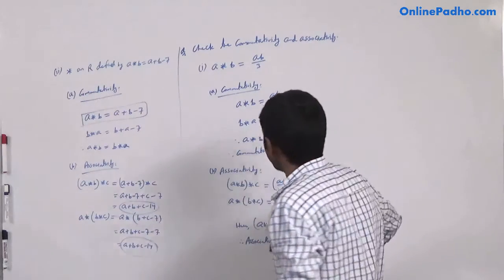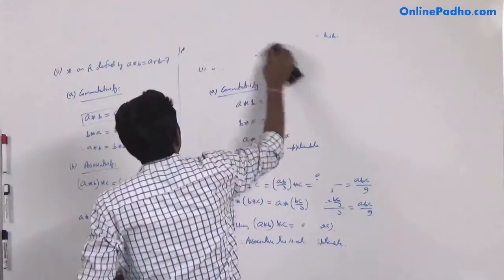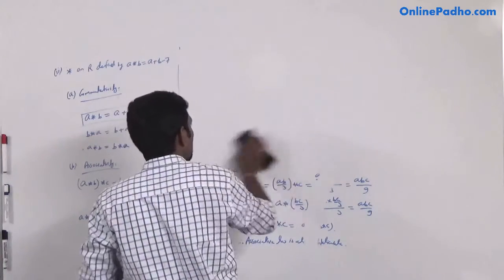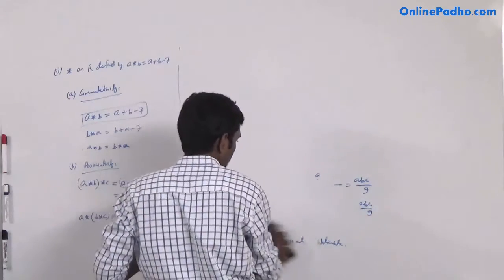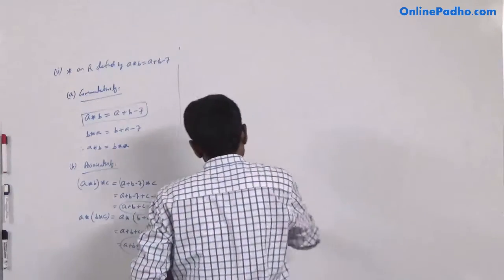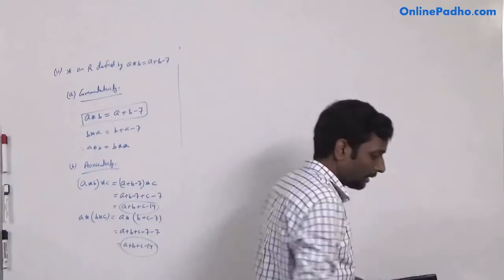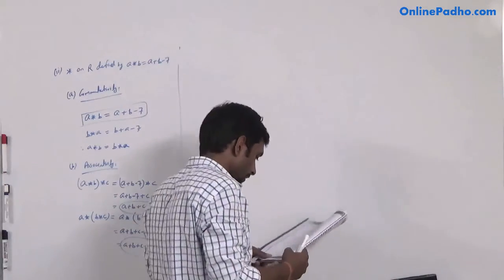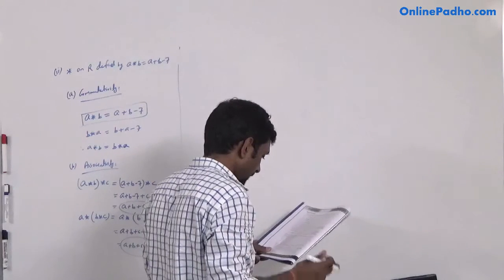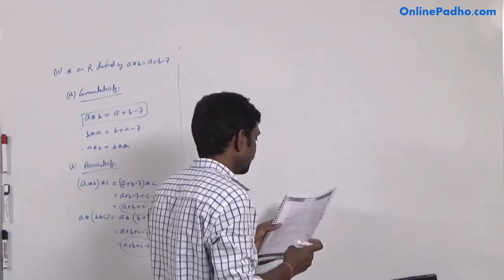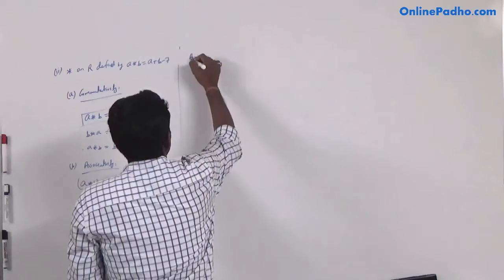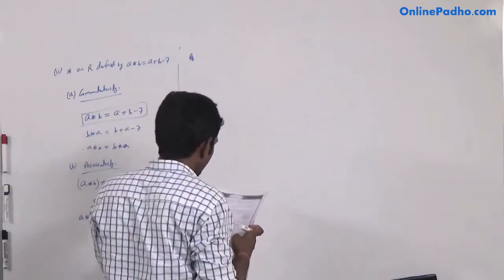Very simple questions. Now we have to check the associativity and commutativity. It will be a very simple question. You can check the commutativity and associativity in the question. Let us see the distributive law.